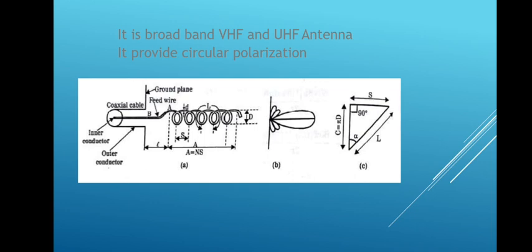Tan alpha is equal to the opposite side by the adjacent side. The opposite side is S, the adjacent side is C here. Therefore, tan alpha is equal to S by C. So alpha is equal to tan inverse of S by C. Okay, this is about the helix.